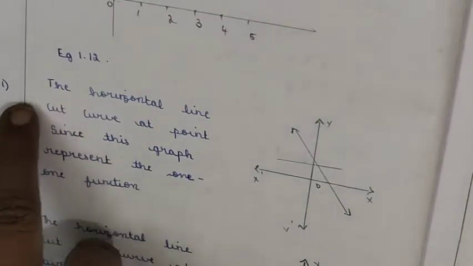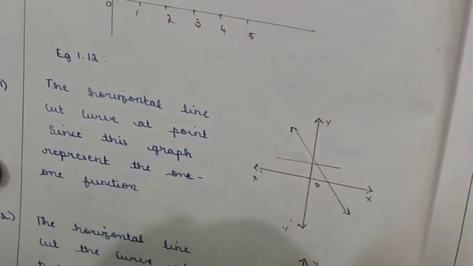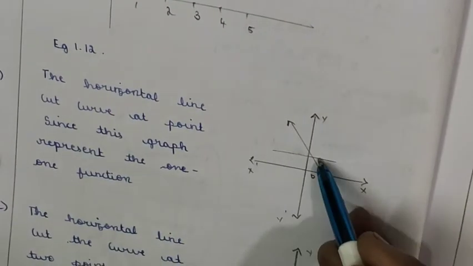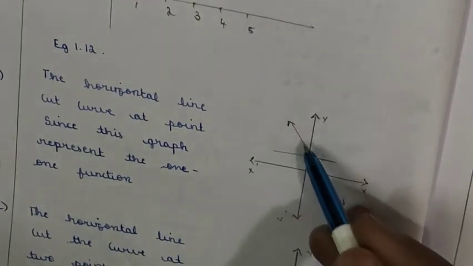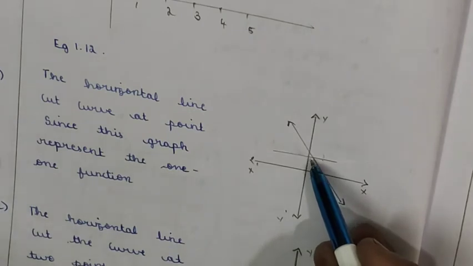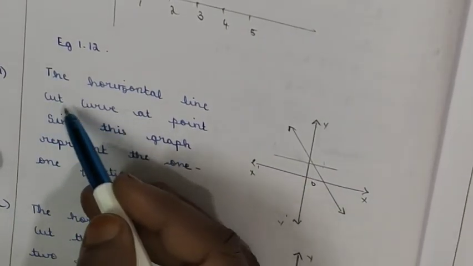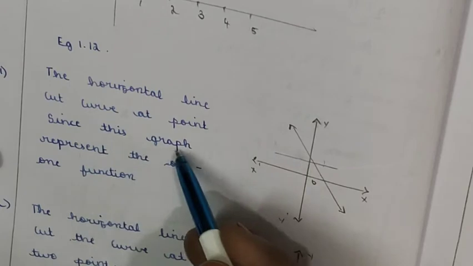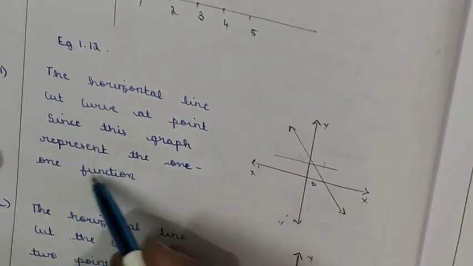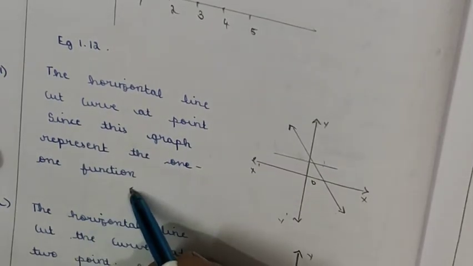As I told you, in this first sum we draw a horizontal line. This horizontal line intersects the graph at only one point. So the horizontal line cuts the curve at one point. Since this graph represents a 1-to-1 function.